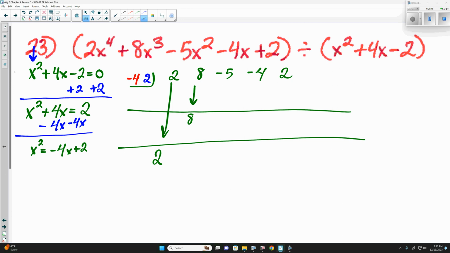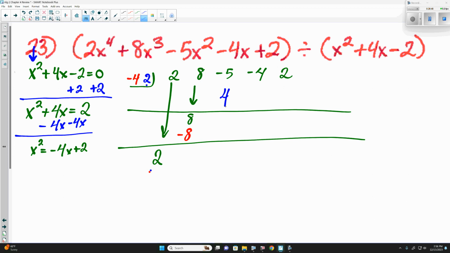Everything will be multiplied by the bottom number. So the first thing we're going to do is negative 4 times 2. Negative 4 times 2 is negative 8. It goes above the bottom line. Then we also do our second number, our 2, times this 2, which is 4, and it goes above the top line. Questions on this here?